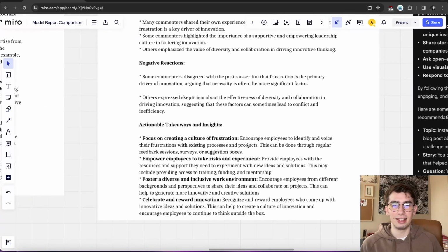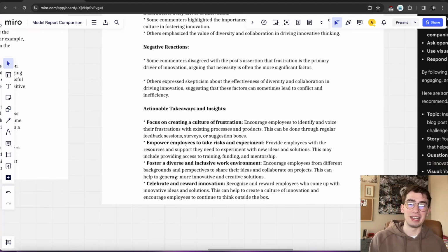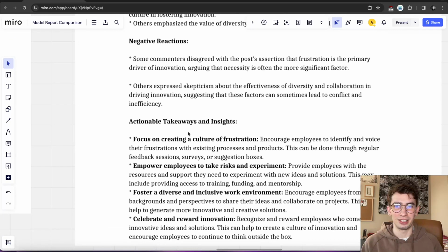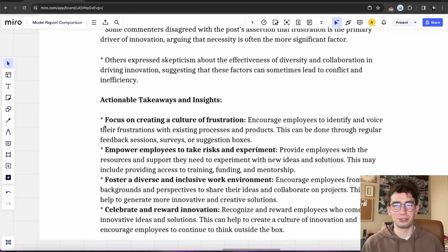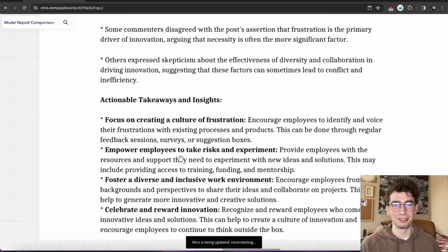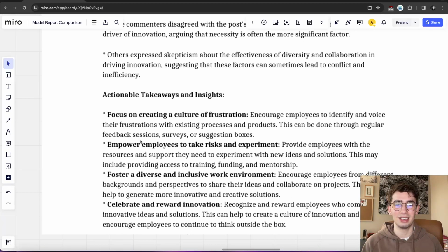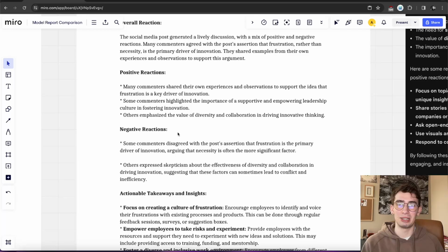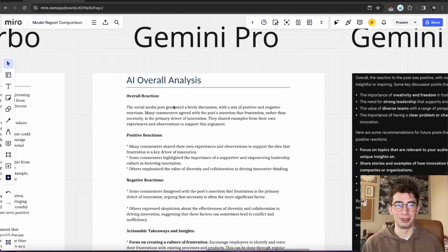However, the actual insights and recommendations aren't too good. This is giving me more organizational things to change, not necessarily social media posts. So it definitely missed the mark here. I think it was especially funny that one of its recommendations was literally to focus on creating a culture of frustration, encouraging employees to identify and voice their frustrations. I wouldn't recommend creating a culture of frustration myself, but apparently that's what Gemini Pro thought might be useful.